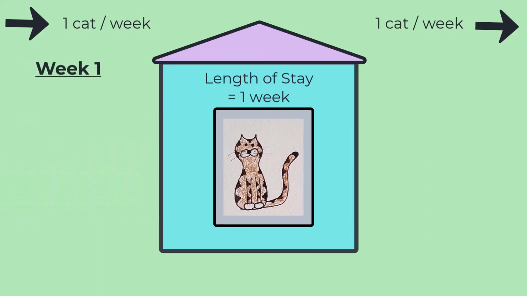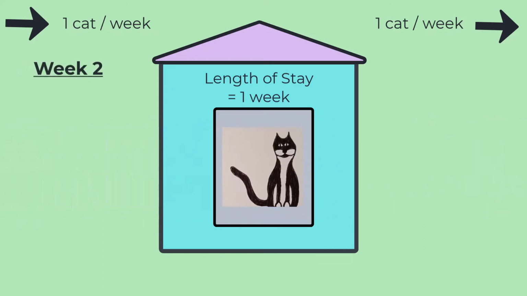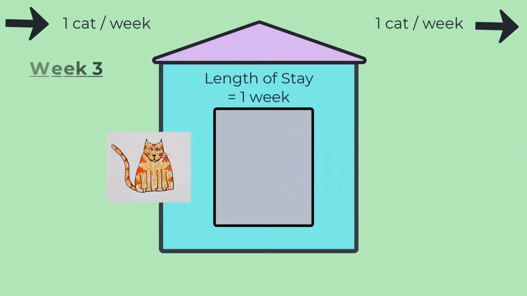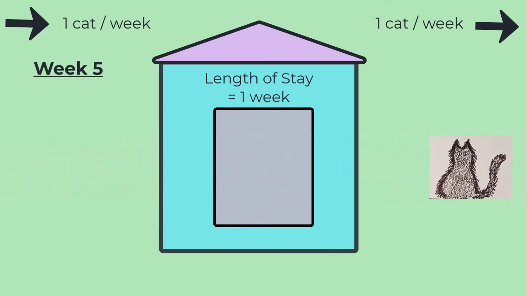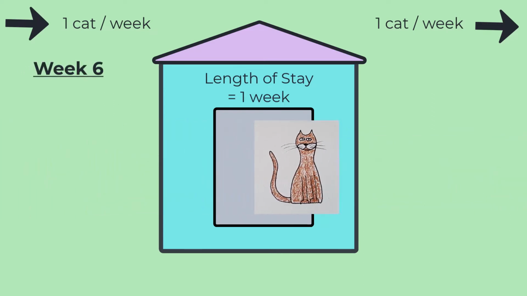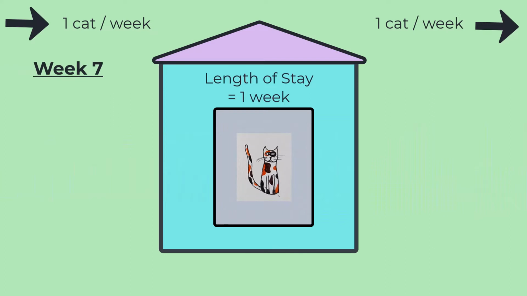On week 1, a cat comes in and stays for a week. Then he gets adopted and is replaced by another cat that also stays for a week, and so on. That 1 cage is enough, given our length of stay. In 8 weeks, we will have helped 8 cats.